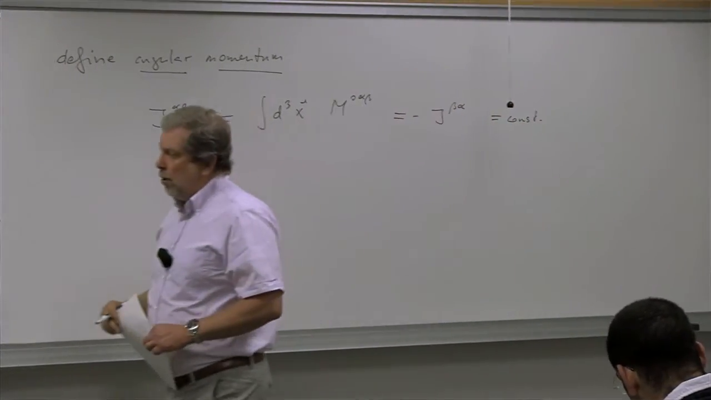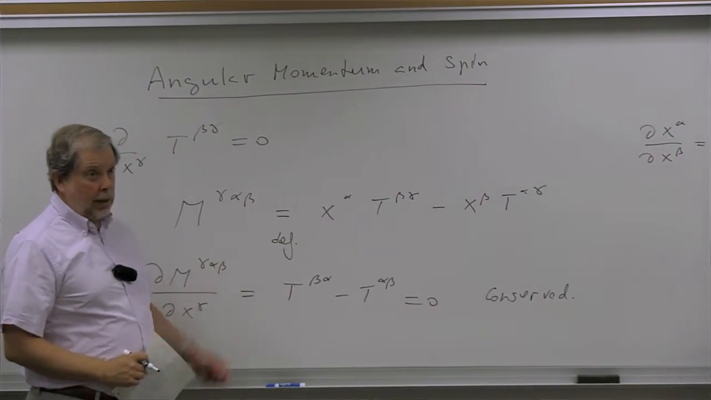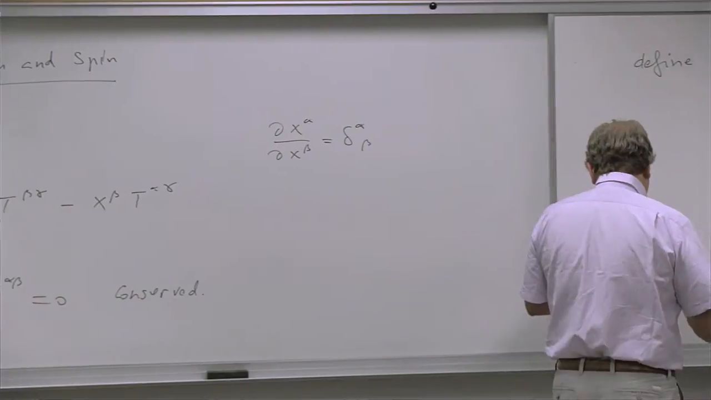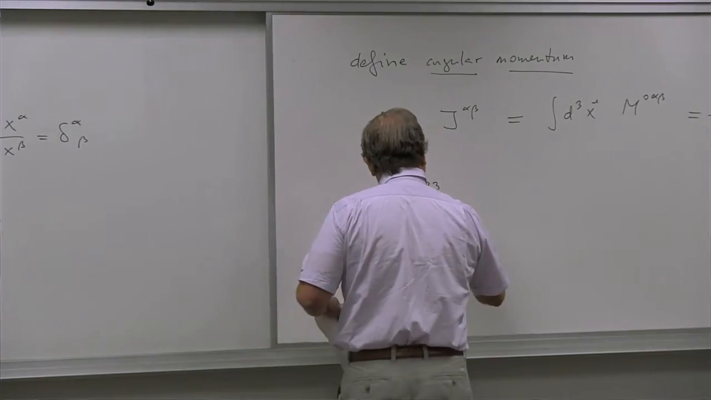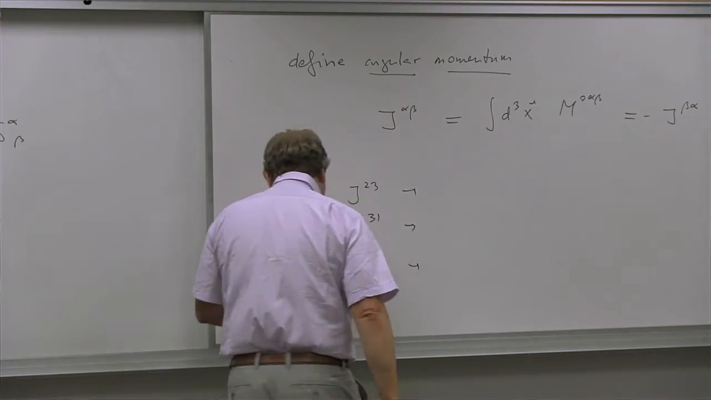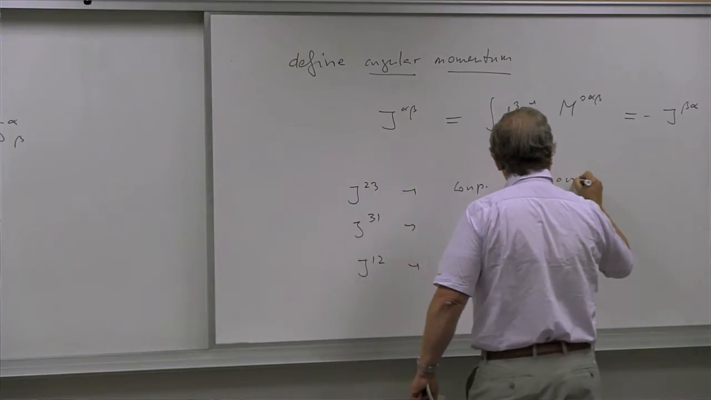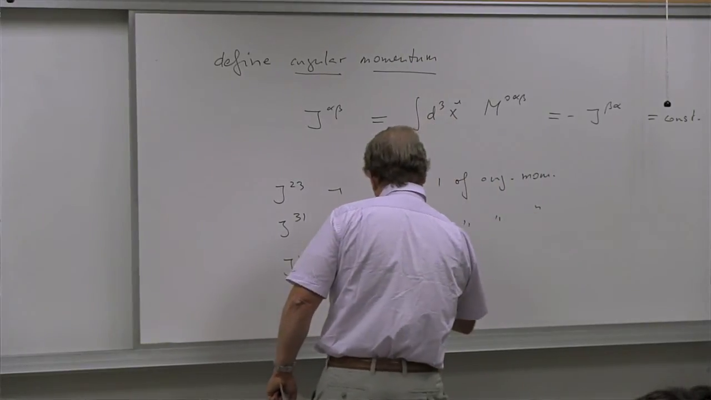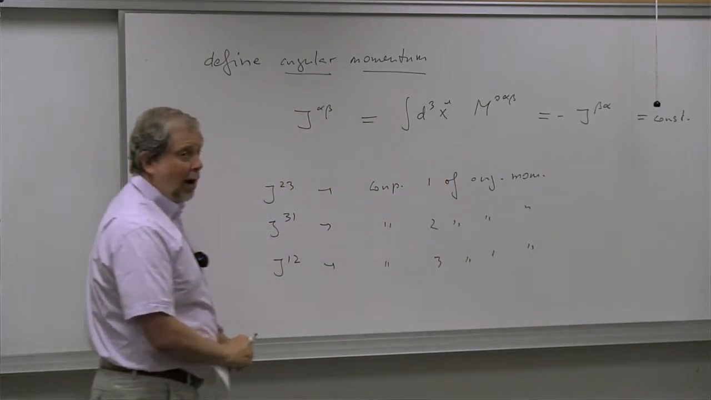Why is it constant? Well, because it's the naught component of a conserved quantity, which is integrated over x. So by the divergence theorem, this is time independent, right? So that means that now we can calculate J23, J31, and J12, and those are the 3 components of the angular momentum. Component 1, component 2, and component 3, or, of course, x, y, and z, right?